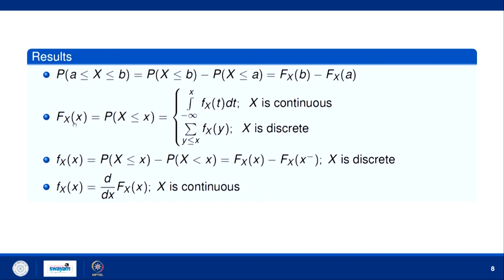The next property is, suppose you want to compute the CDF at capital X equal to small x. Okay, so for the continuous case that is nothing but the integral from minus infinity to x, because you want to find out up to small x. So you have to integrate from minus infinity up to x. That area from minus infinity up to x will give the CDF when capital X is small x.